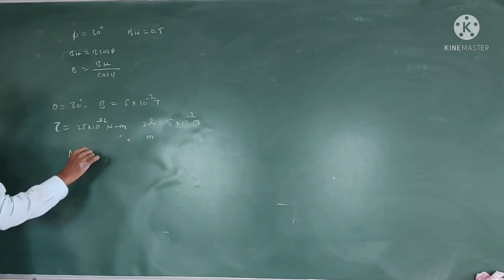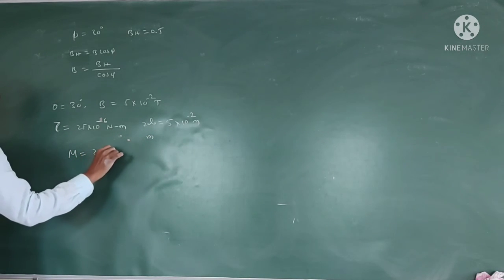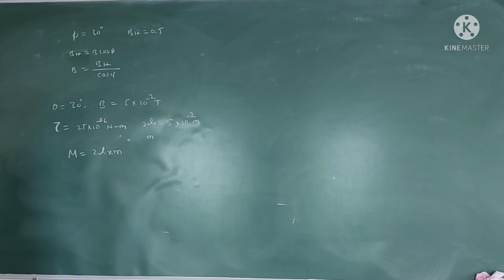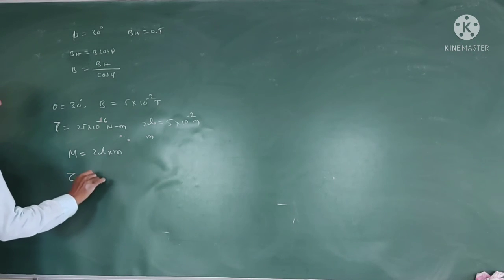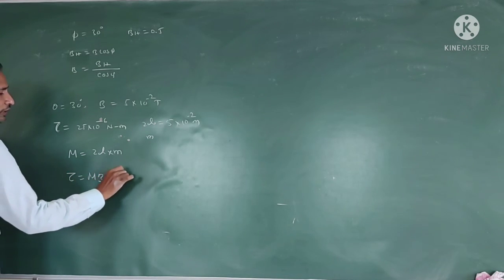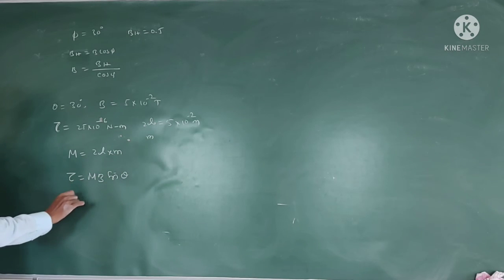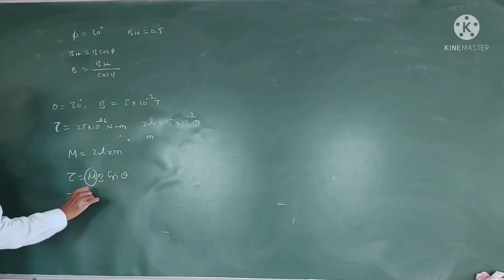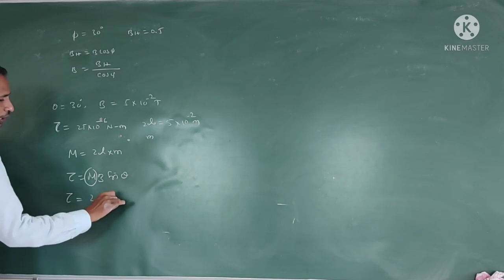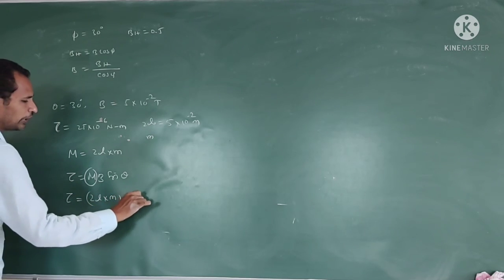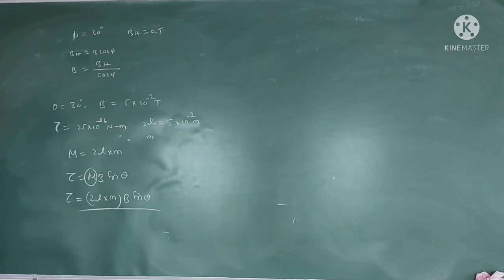Magnetic moment formula is 2l into pole strength. Follow the torque formula: torque is equal to MB sin theta. So tau is 2l into small m into B sin theta. Follow, and you will get m. The m value you will get is 2 into 10 power minus 2 ampere meter.